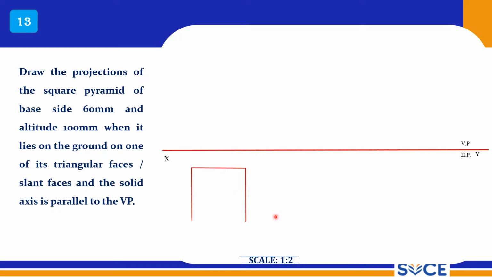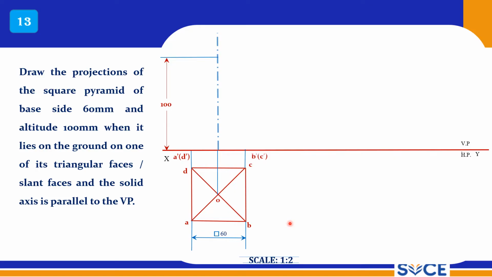So I am using scale 1:2. It is a square pyramid. The square base side is 60 mm. So I have taken 30, but I have to mention 60 only. So this is ABCD. It is a pyramid, so you are supposed to draw thick lines to connect the apex. This is O, the apex, and complete the simple front view. I have taken 50 mm only, 1:2 scale, but still I have to show 100 mm. Now draw the simple front view. This is the simple front view.